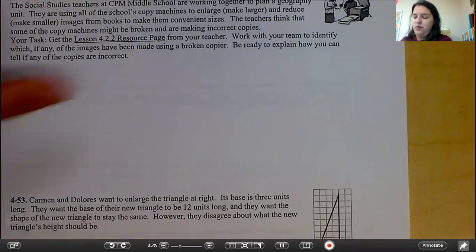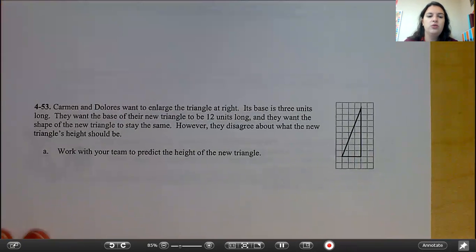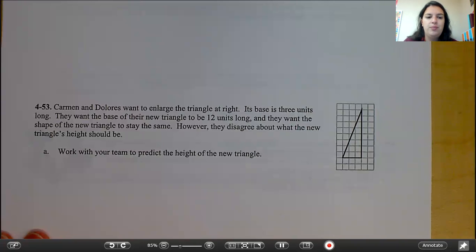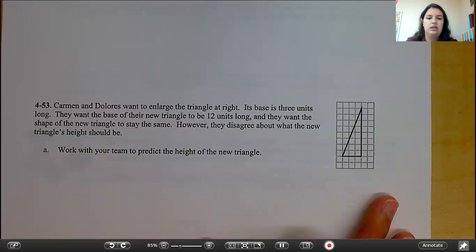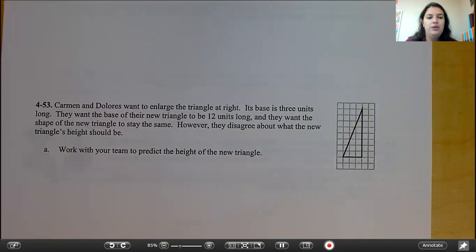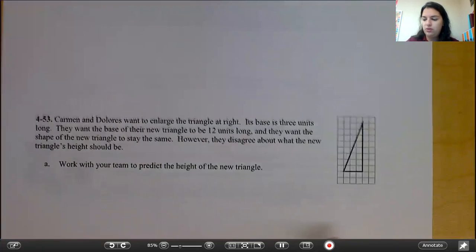We are going to start with 4.5.3. 4.5.3 says, Carmen and Dolores want to enlarge the triangle at right. Its base is 3 units long. They want the base of their new triangle to be 12 units long, and they want the shape of the new triangle to stay the same. However, they disagree about what the new triangle's height should be. A, work with your team to predict the height of the new triangle. So go ahead and pause the video and make your prediction for the height of this new triangle.